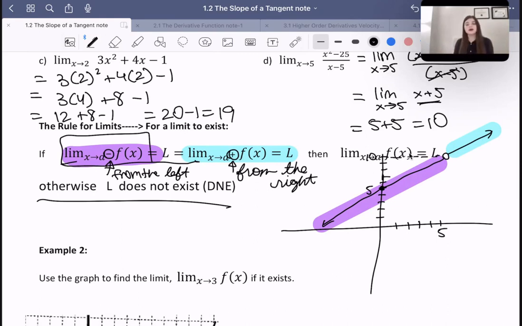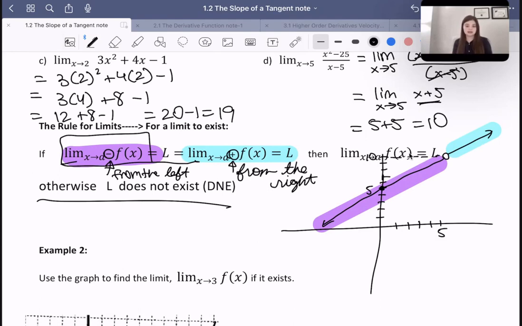And if that is not true, either because one or both sides does not exist, or because there's some sort of discontinuity there where we jump from one spot to another, whatever the case may be, if the left-hand limit and the right-hand limit are not the same, then the limit does not exist. So we're looking for whether it's true that the right-hand limit and left-hand limit are the same. If it is true, the limit exists. If it is not true, then the limit does not exist, or you can write DNE for short.